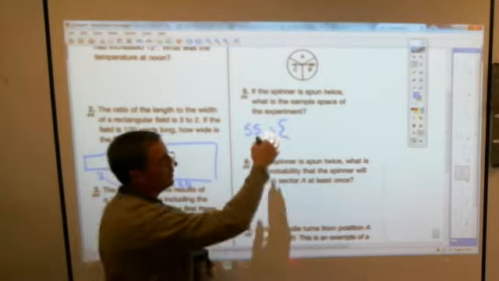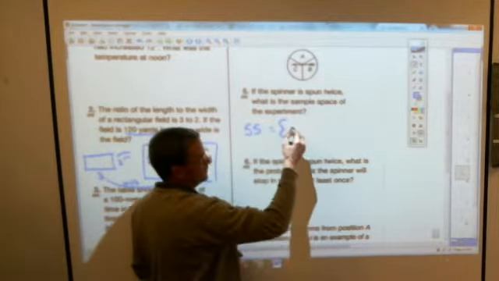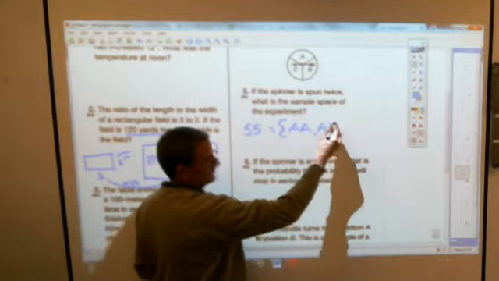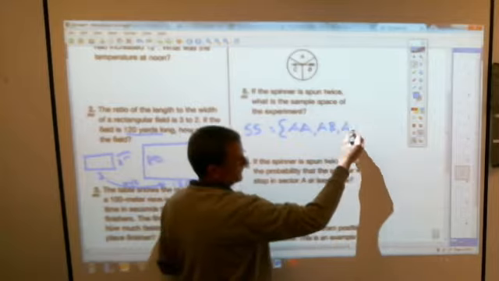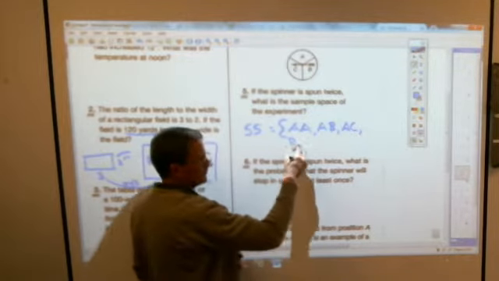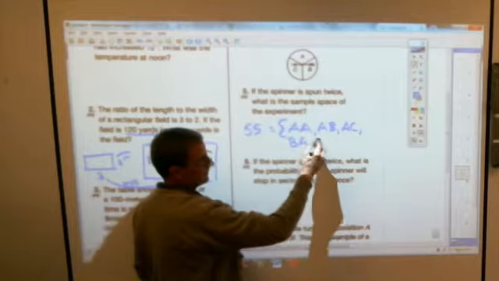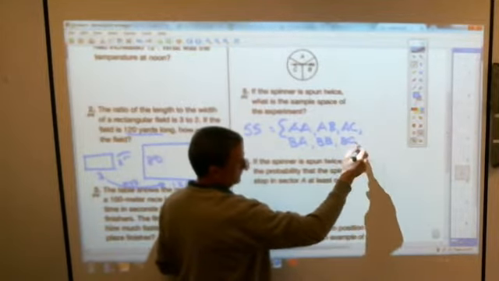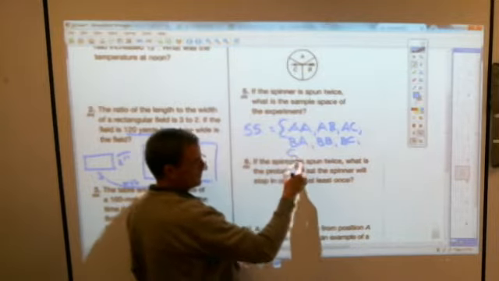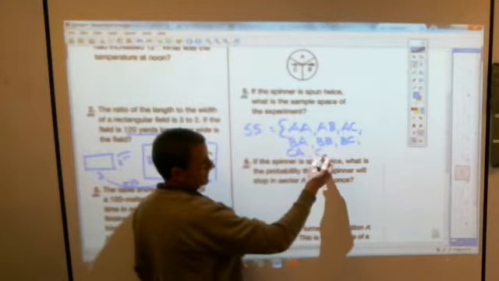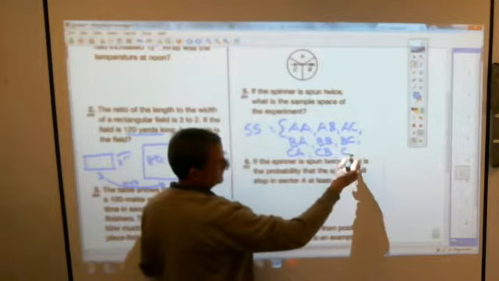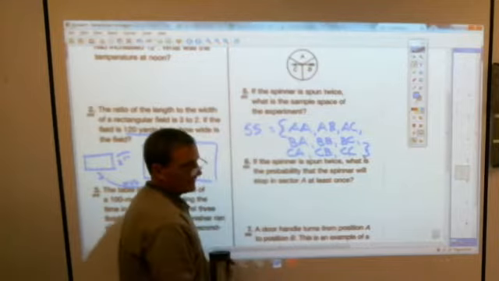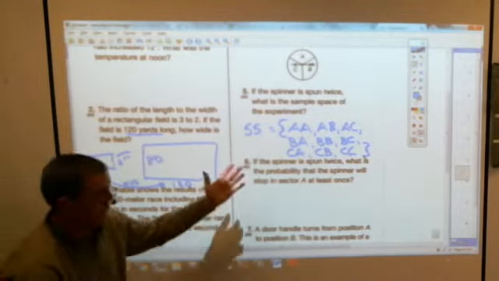If you spin this thing twice, how many combinations can you get? Well, you can get an A first and then an A second. You can get an A first and a B second. You can get an A first and a C second. Then you can get all the B's first. B first, A second, B first, B second, B first, C second. Then you get all the C's. You can get a C first and an A second, a C and then a B, and then a C, a C and a C. Those are all of your combinations. You can't get any other combination than those 9.